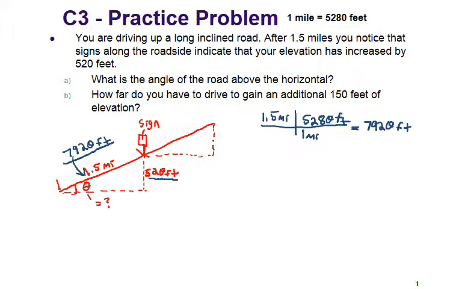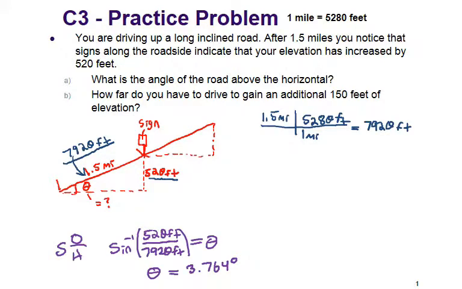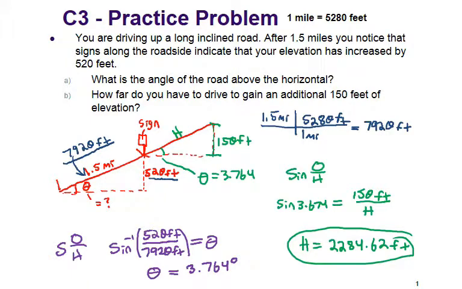So when we convert, we should get 7,920 feet as the length there. In this case, we know the hypotenuse and we know the opposite side, so we can use the inverse sine function, and that'll give us an elevation angle of 3.764 for the incline. Now for the second portion, we know the angle, and we have an additional 150 feet of elevation increase. So we can again use the sine function to figure out how long the hypotenuse would be, which is how far we would have to drive.